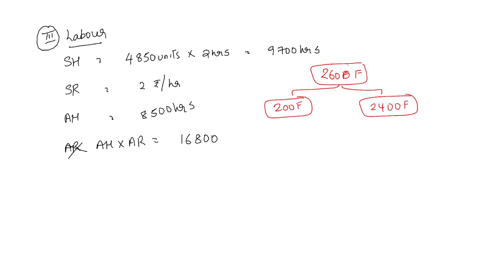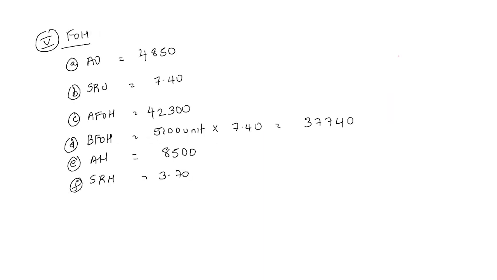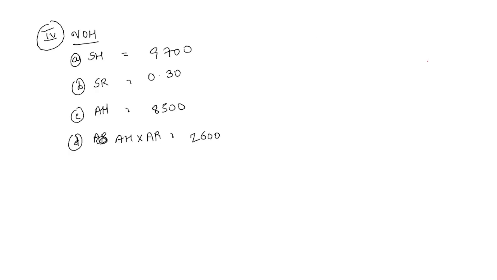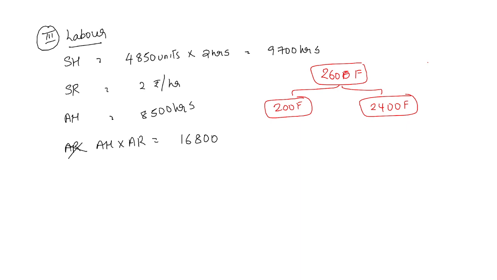Amazing speed, Sudiksha, you have reached fixed overhead. I'll just copy down the numbers and I'll come back to this slide, okay? You've got 6410 adverse. Then you have 4560 adverse. 1850 adverse. This much is enough. You don't need to do beyond that. What about variable overhead? I'll go to the next slide.